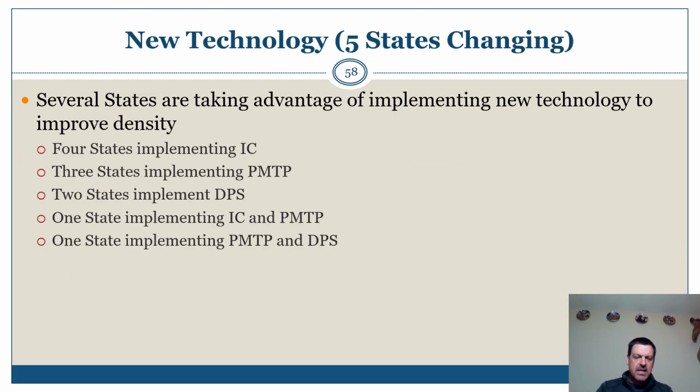The last item is intelligent construction technologies, and 4 states implemented intelligent compaction, and that would be the mapping portion, not the stiffness numbers. 3 states are implementing thermal profiling. 2 states are implementing density profiling systems. 1 state's pairing up the intelligent compaction mapping with the thermal profiling, and 1 is marrying up the thermal profiling with the density profiling system.